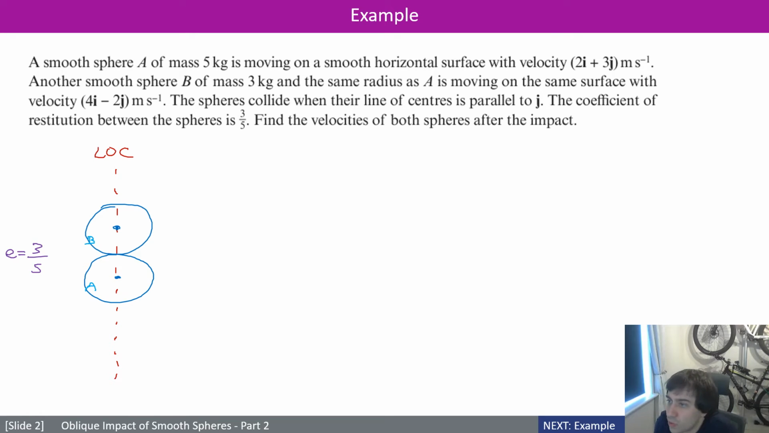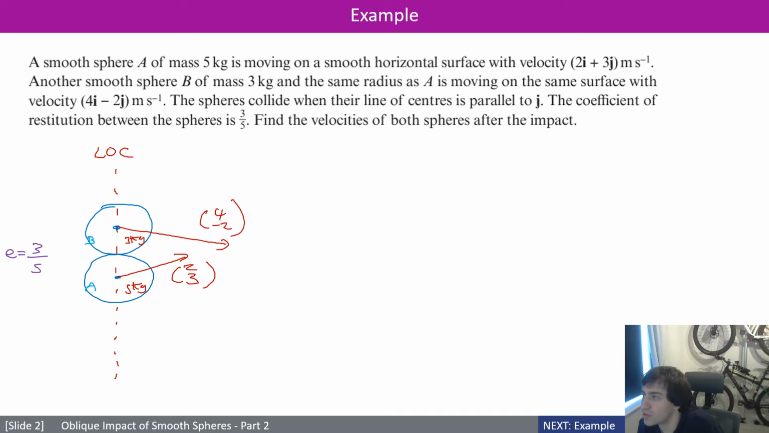So it's 2i plus 3j, let's say there. I'm just going to call it 2, 3, and it's 5 kgs. And our other ball is going 4, minus 2. So that's how they hit each other. At the moment of collision, they are vertically aligned in that sense, and they've got those two velocities. Find the velocities of both spheres after the impact.